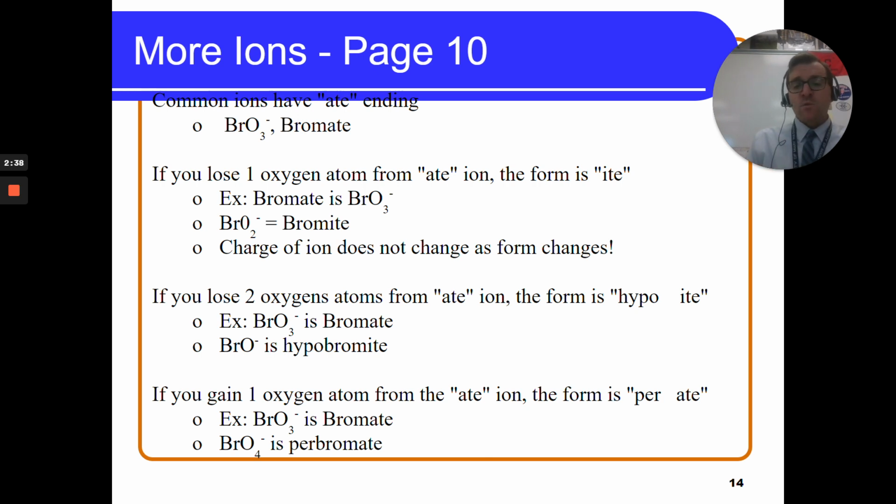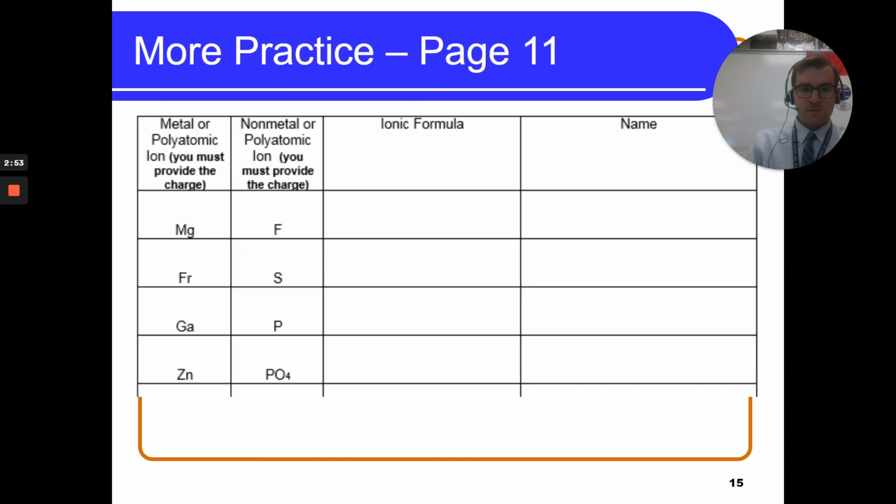If we gain one oxygen, we add the prefix per in front, and we're going to keep that ending ate. So if we had BrO4 minus, and notice that's one more oxygen than normal, that would be perbromate.